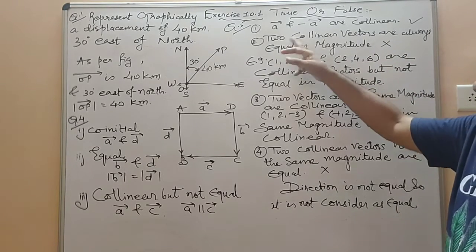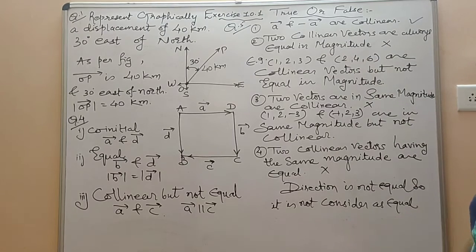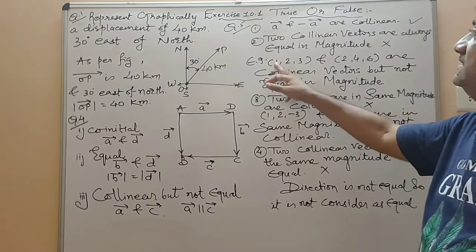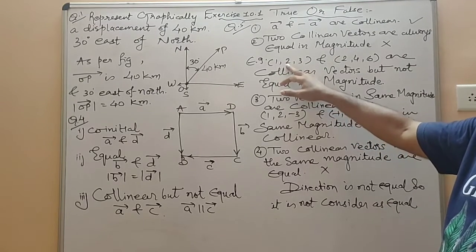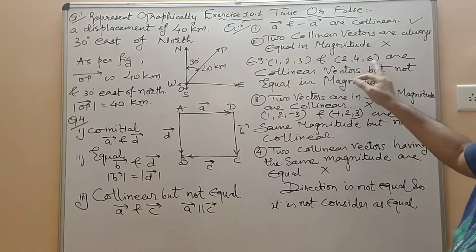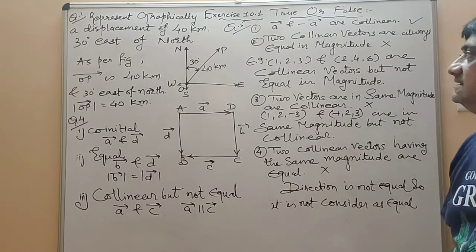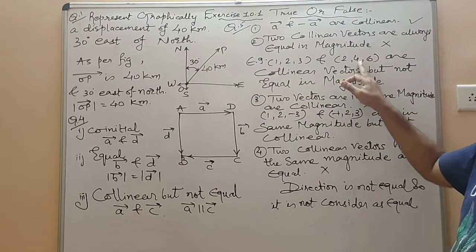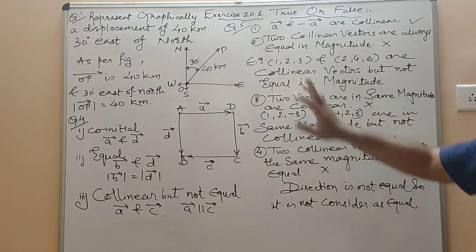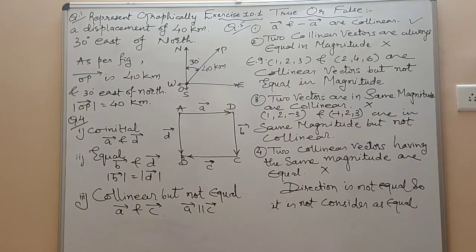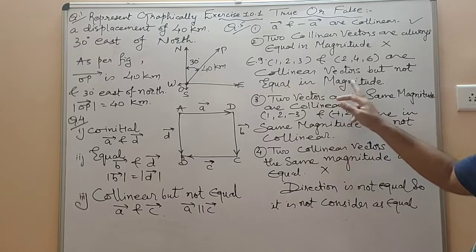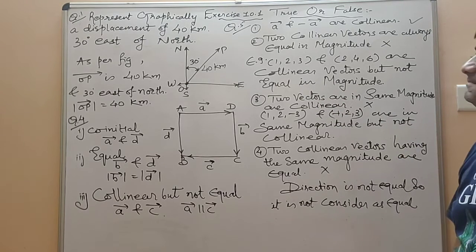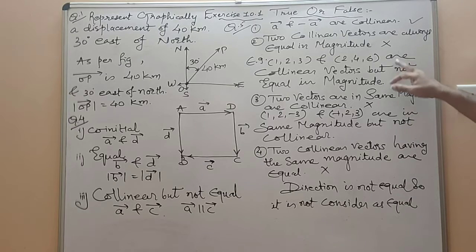Two collinear vectors are always equal in magnitude. That is a wrong statement. Why? Because the vector 1, 2, 3 and double of this vector, 2, 4, 6, are collinear vectors. The length of the second vector is double the first vector. It means these are collinear vectors, but not equal in magnitude. So this statement is wrong.